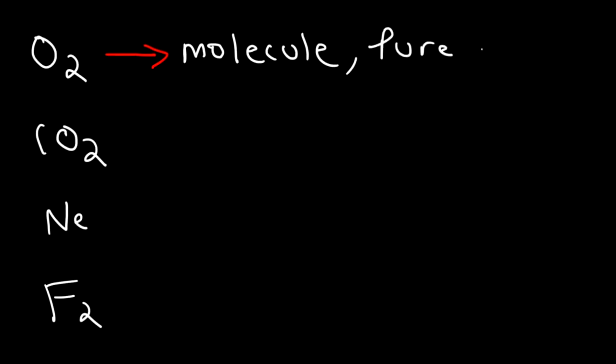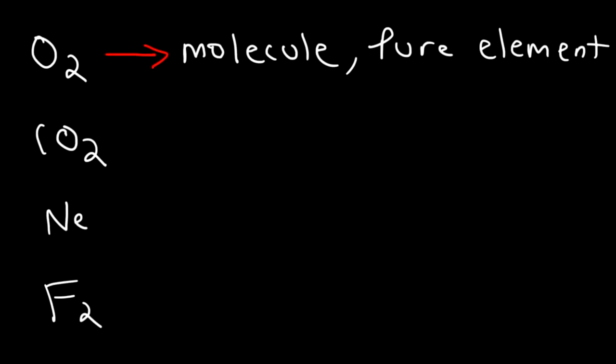Let's start with O2. Is it composed of atoms or molecules? One particle of O2 contains two atoms, so it's a molecule since it contains multiple atoms. Now, because it only contains one type of atom, it's a pure element. The only type of atom that we have in O2 are oxygen atoms.